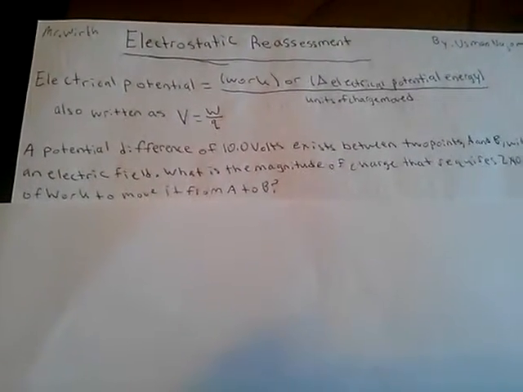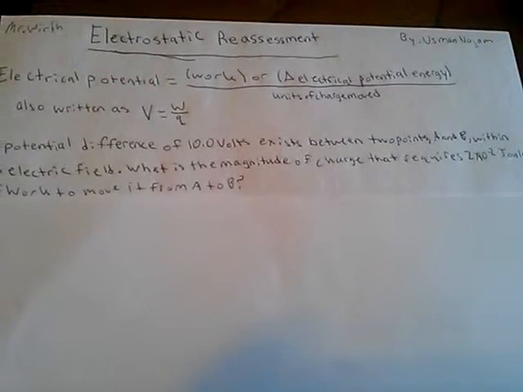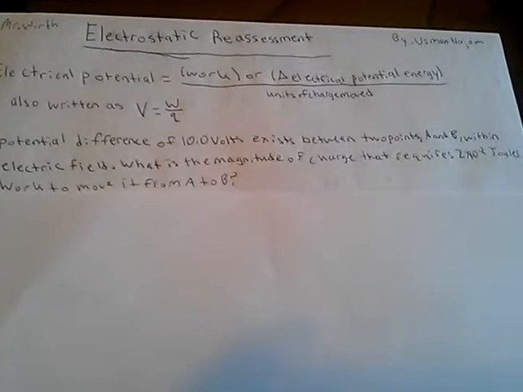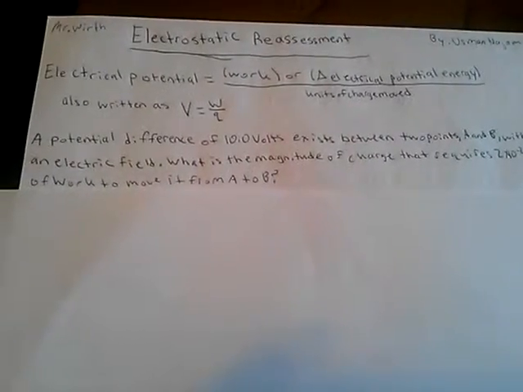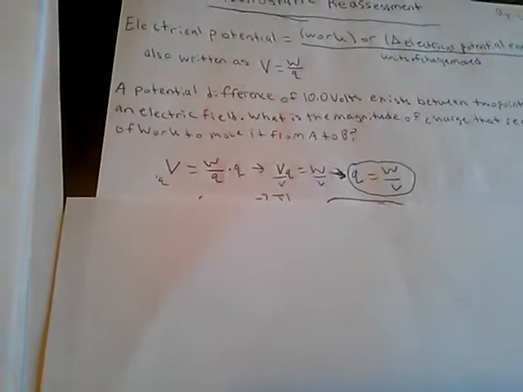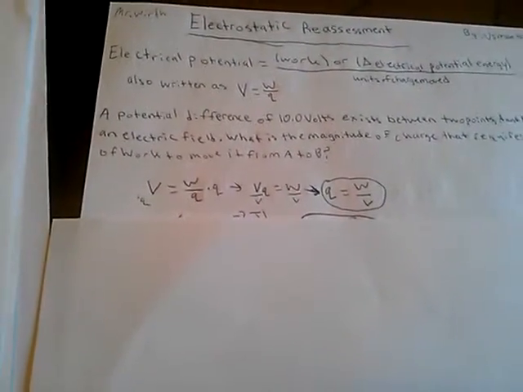A potential difference of 10 volts exists between 2 points, A and B, within an electric field. What is the magnitude of charge that requires 2 times 10 to the negative 2 joules of work to move it from A to B? So we start out with a formula which is stated above, V equals W over Q. And we want to isolate Q by itself.